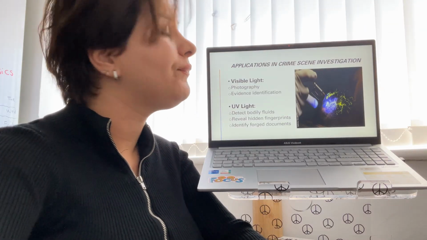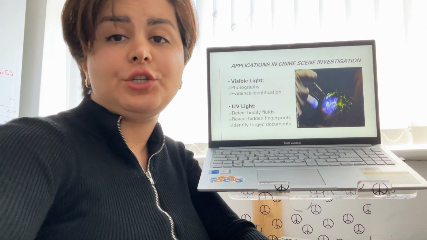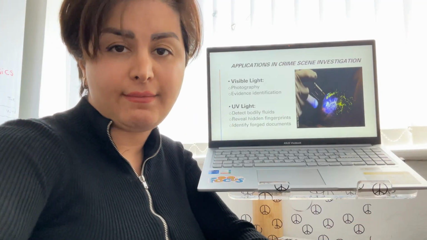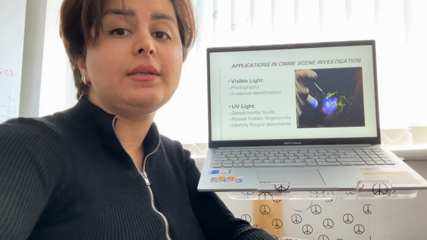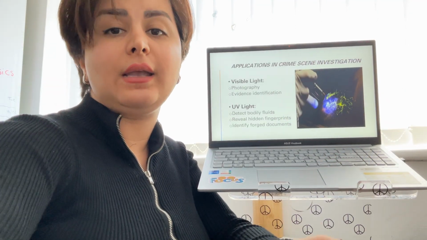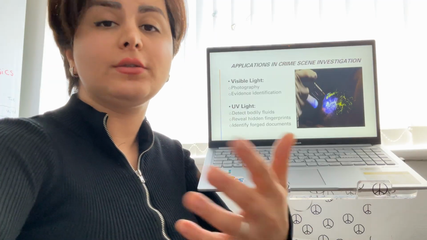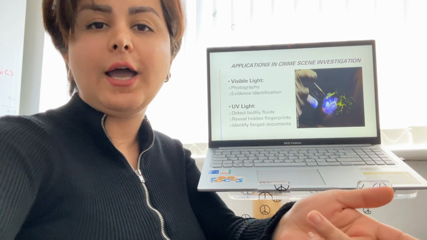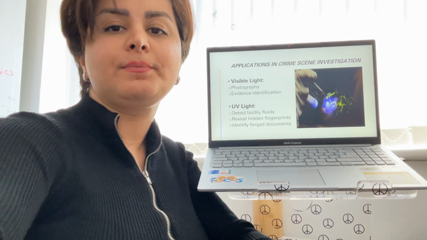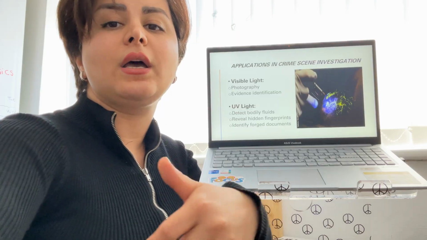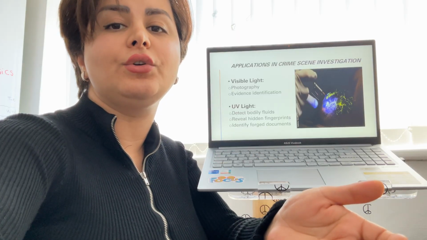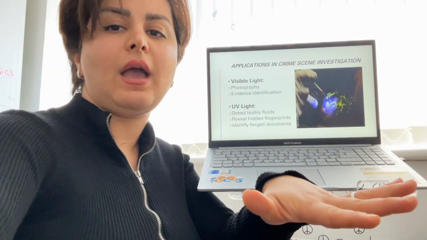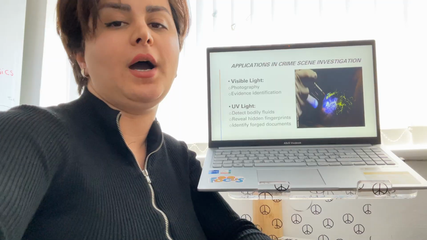So, in crime scene investigation, visible light is used for general observation and recording evidence. However, ultraviolet light is more useful in detecting substances that are not visible in normal light, such as blood, saliva, or fingerprints. UV light causes certain materials to fluoresce, making hidden evidence easier to identify.